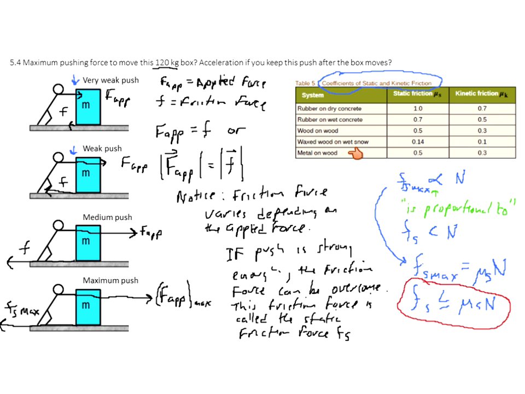So the coefficient of static friction then would be 0.5. Notice it doesn't have any units, and that makes sense because the frictional force is going to have a unit of newtons or pounds, and normal force is going to have units of newtons or pounds. Typically, there are other units of force as well. So that means that this mu has to be dimensionless.